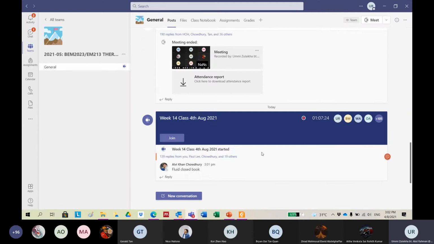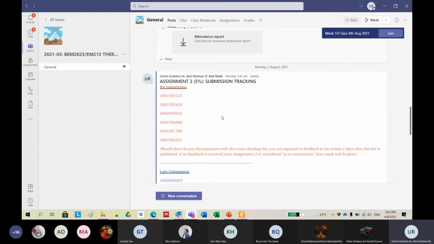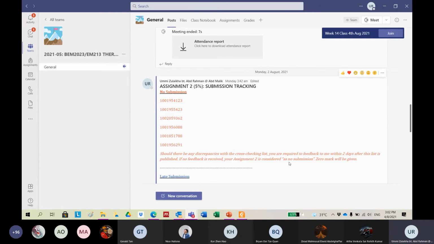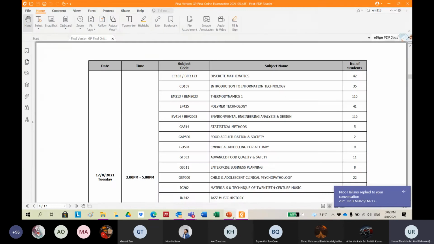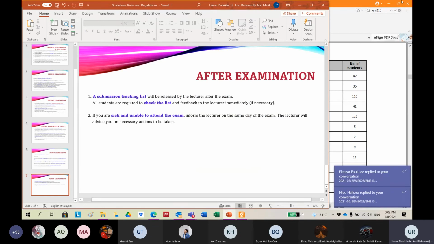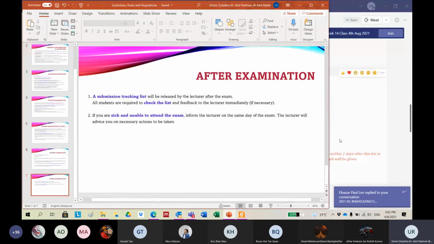Here, like your previous submission tracking, this one. You see? This is how the submission tracking looks like. Those who did not submit or whose answer I cannot find, please check your ID. I will not put names, just ID, and for that matter, you are required to check the list, be alert, and inform and give feedback to me immediately.